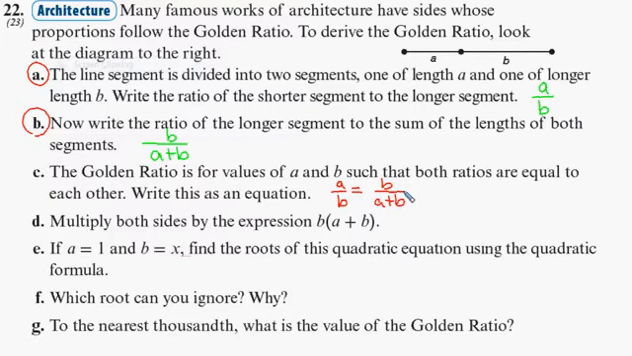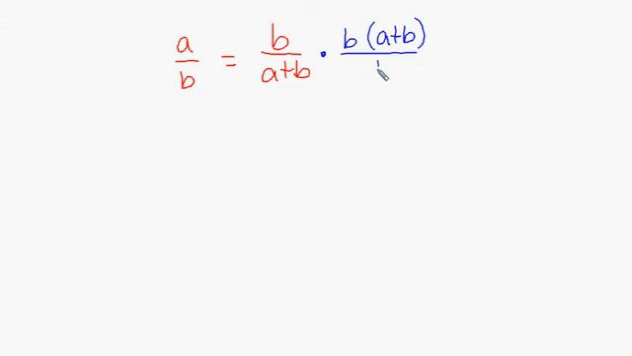So right here we have A over B equals B over A plus B. Now we're multiplying it by the quantity B times A plus B. I'll put it over 1 just to keep things straight here. So again, B times A plus B, all over 1.